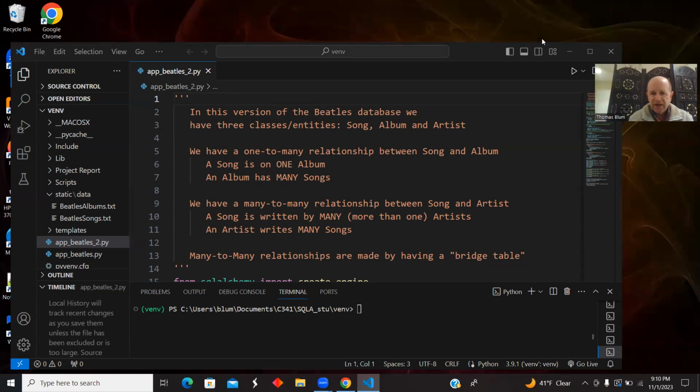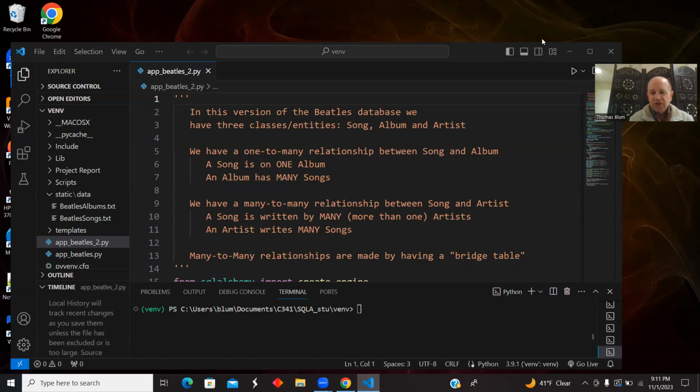Now we are going to add in the Beatles themselves, the artists, and then we're going to consider the relationship between song and artist in terms of writing. Lennon and McCartney wrote many songs together. They are credited with writing many songs together. So that makes song to artist a many to many relationship.